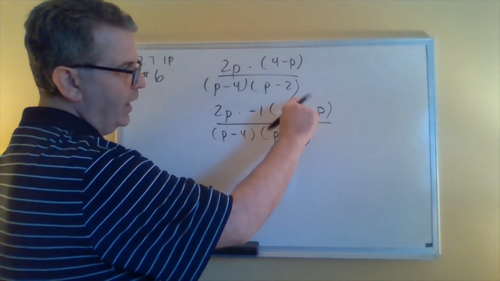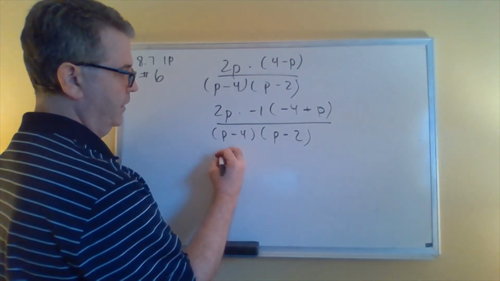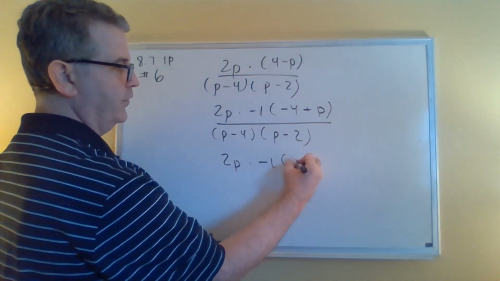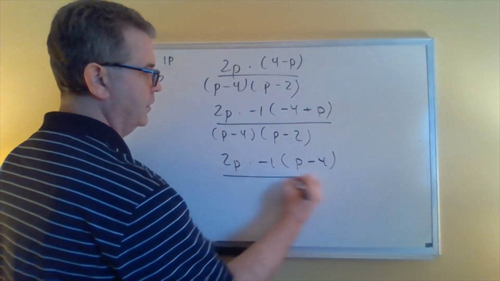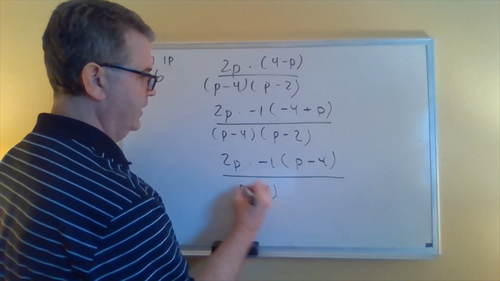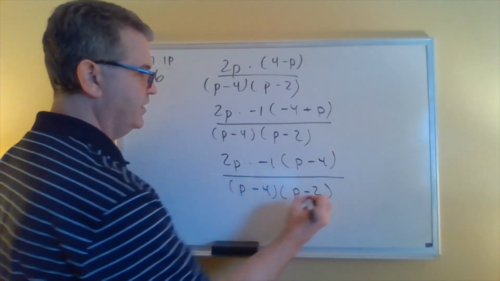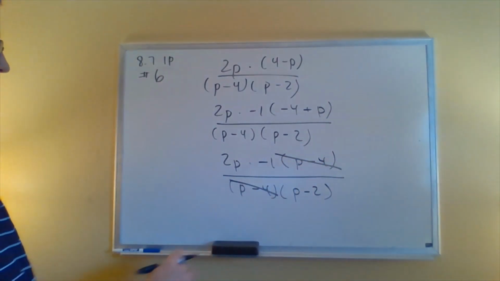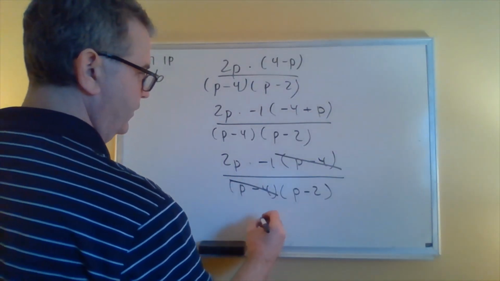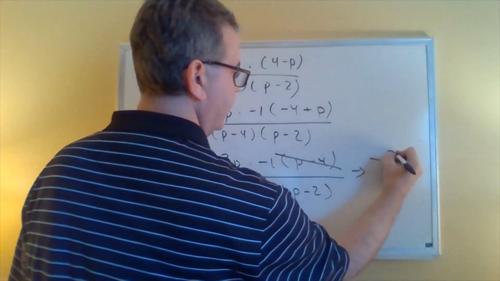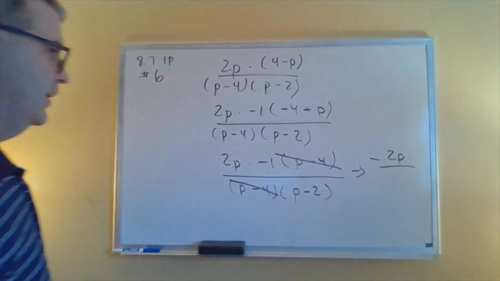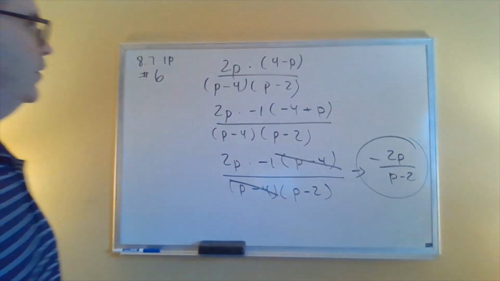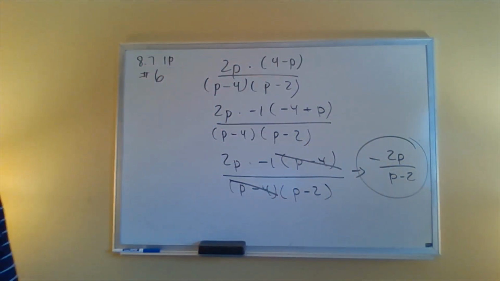Because now I can flip-flop this one around here, and I'll get 2p times the negative 1. When I flip-flop this, it becomes p minus 4. And by doing that, I was able to simplify out another factor. So now I can cancel out that p minus 4. So I'm going to have negative 1 times 2p on the top, which means I will have a negative 2p on the top. And that's going to be over p minus 2. So my answer to number 6 is negative 2p over p minus 2.